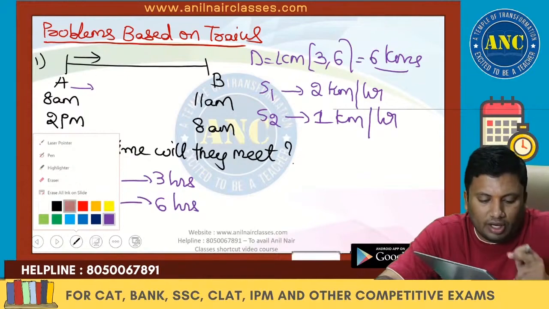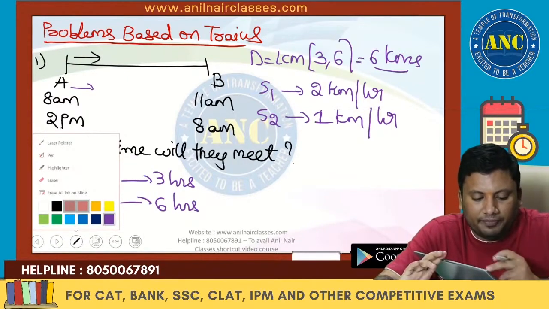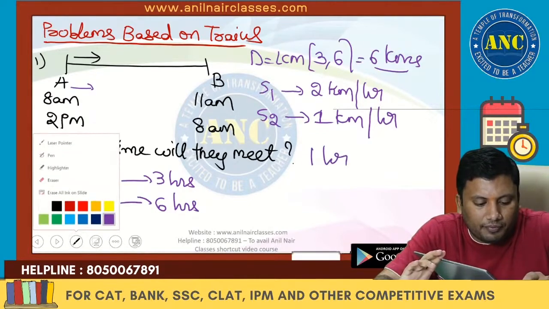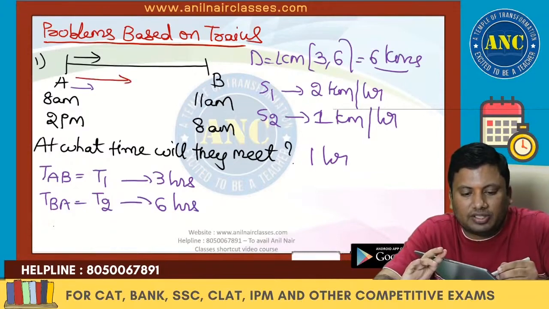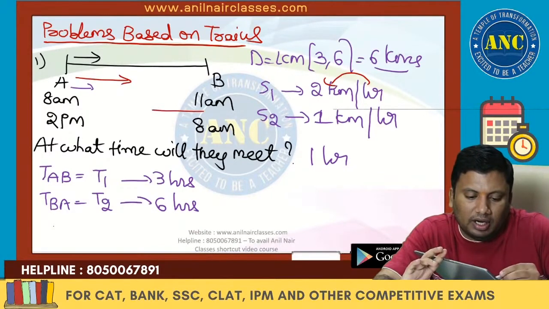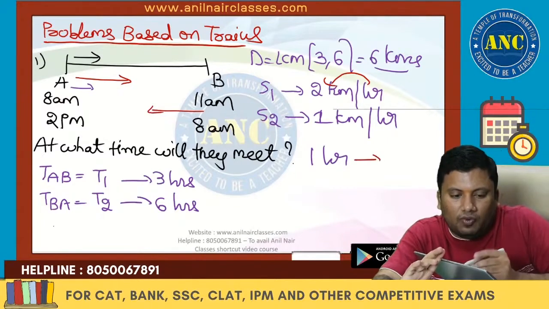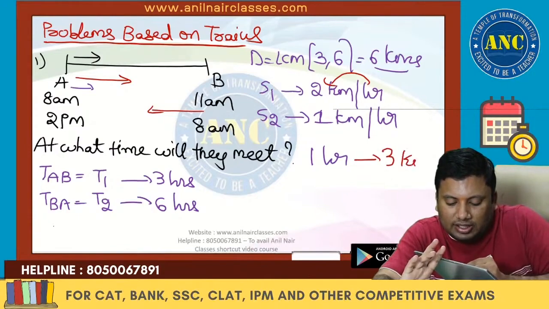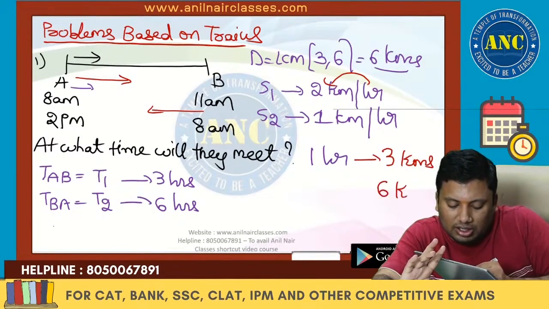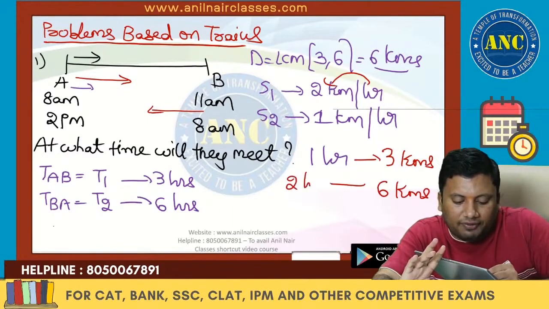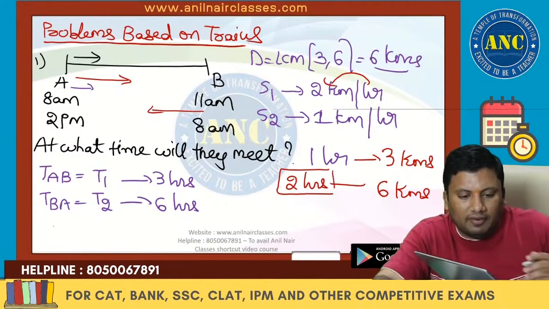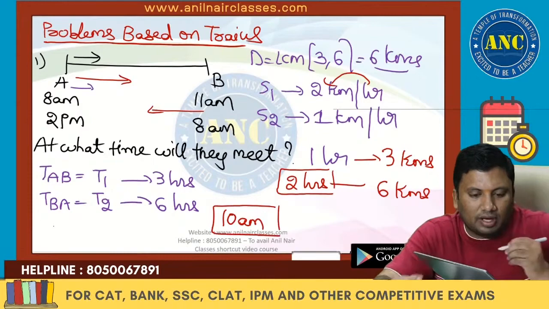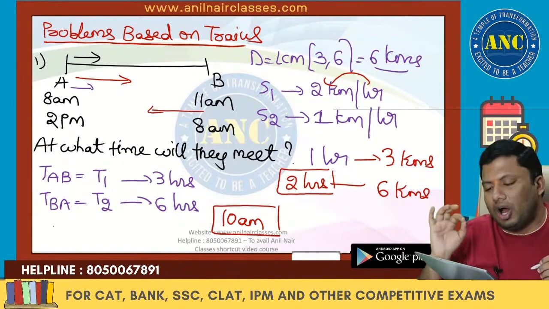Now see. In 1 hour, this train will travel 2 kilometers and this one will travel 1 kilometer. In 1 hour, 2 kilometers this side, 1 kilometer this side. Total traveled is 3. But I want 6 kilometers. They will meet after 2 hours. So 10 a.m. is when they will meet. Very easy question, non-formula approach.